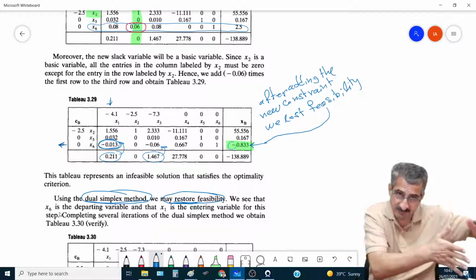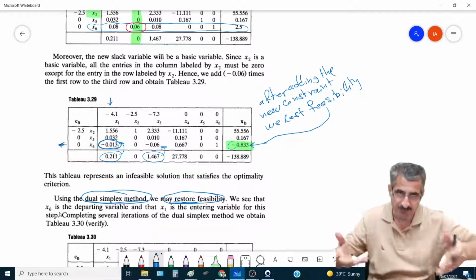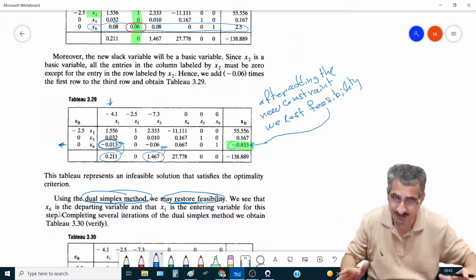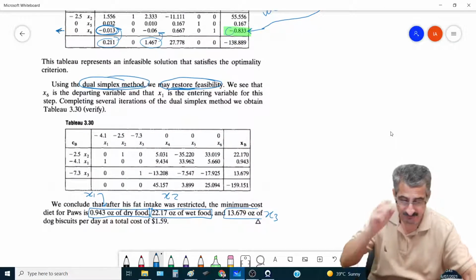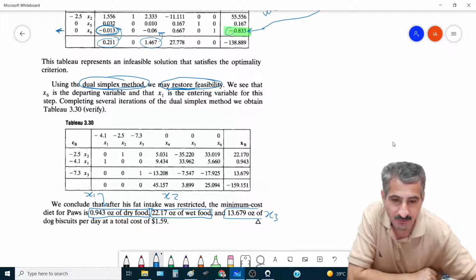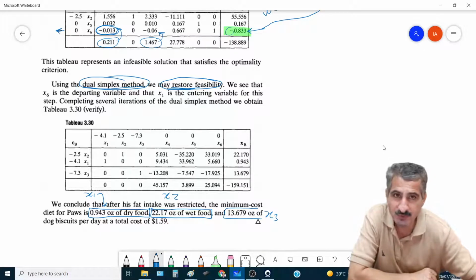We go to that negative. This gives us the departing variable. Do the ratios. Do the pivoting. This negativity will disappear. So we will obtain a feasible solution. So I hope this is clear why we are learning and using the dual simplex method. And we are done with this section.